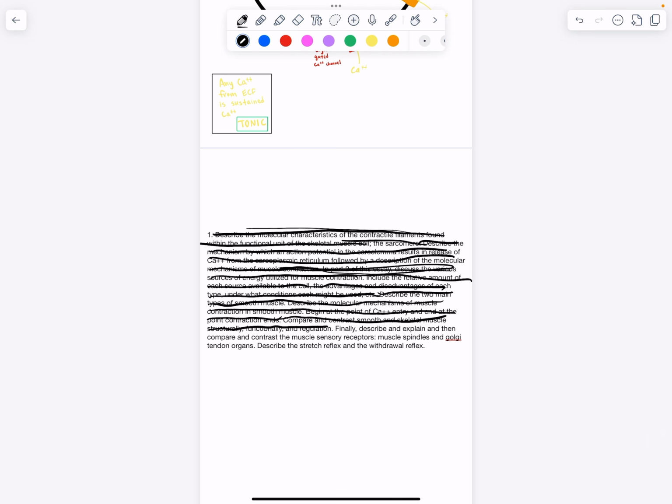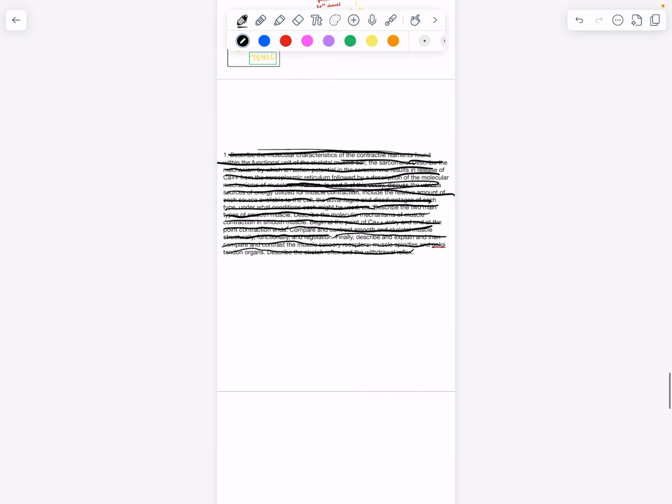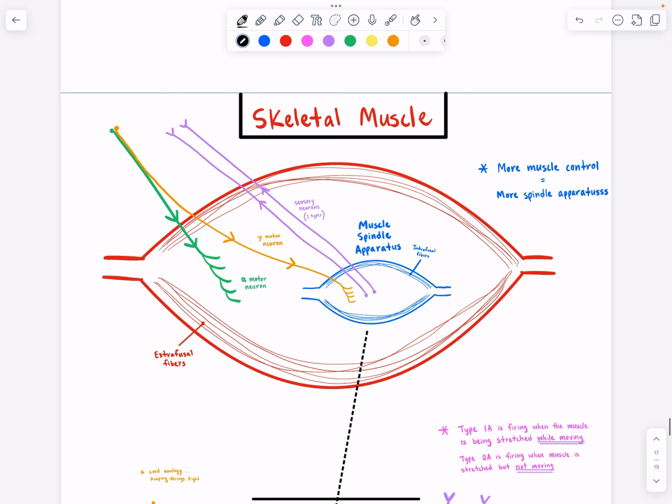Let me make sure I got everything in there. Muscle sensory receptors, muscle spindles, and Golgi tendon organs. Okay, another structure that I missed was these intrafusal fibers, which are just the muscle fibers. There's some on the inside of the muscle spindle apparatus and some of these extrafusal fibers on the outside of the muscle spindle apparatus, but inside of this muscle.